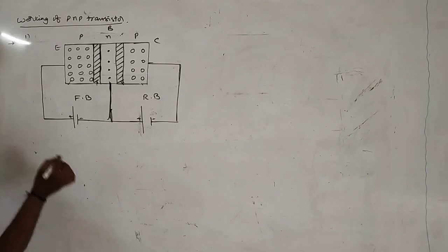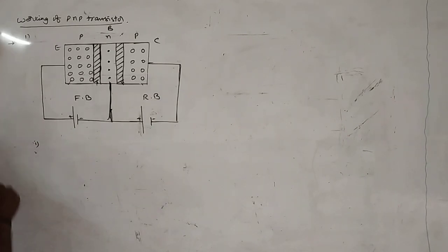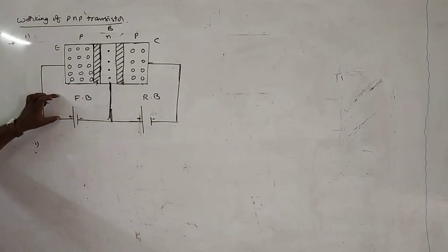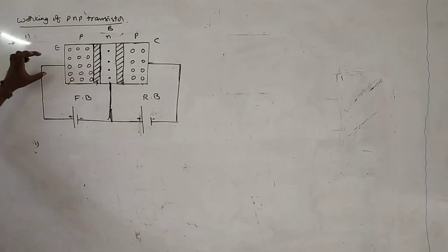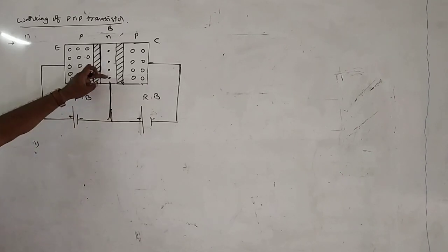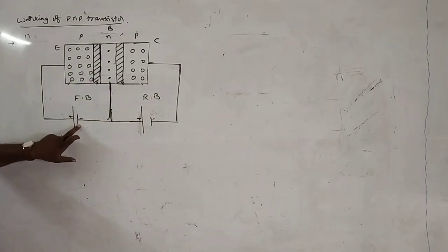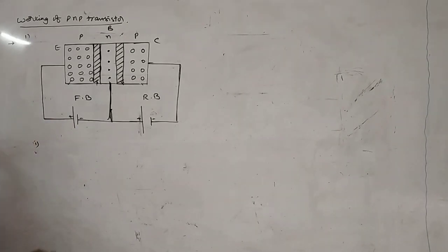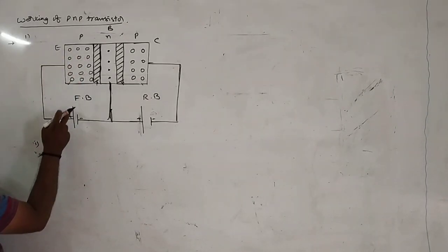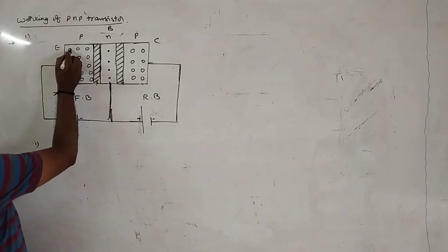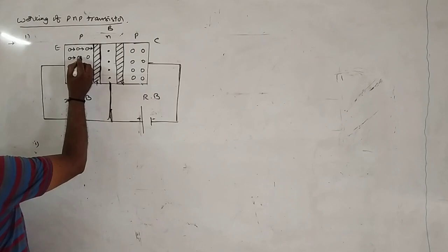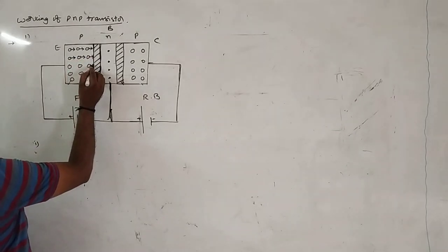Come on, children. First point is, if the emitter diode is in forward bias, such that the P-type emitter is connected to the positive polarity of the battery and the N-type base is connected to the negative polarity of the battery, then these positive charge holes are strongly repelled from the positive polarity of the battery. That's why they tend to move towards the N side. Holes tend to move towards the N side.